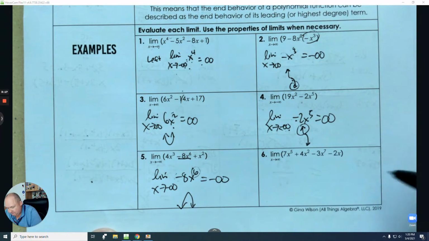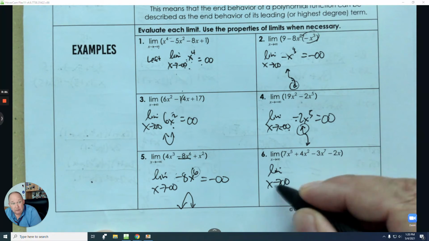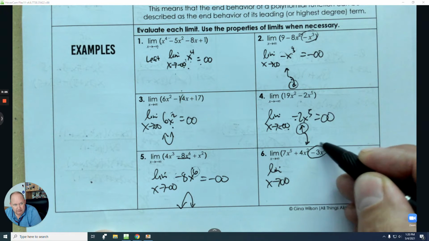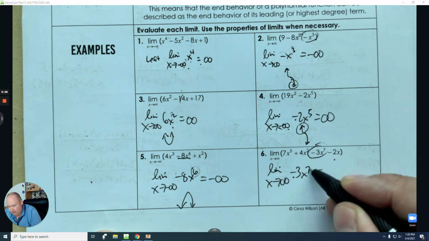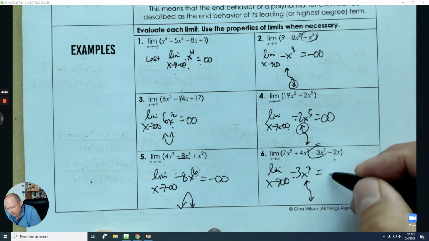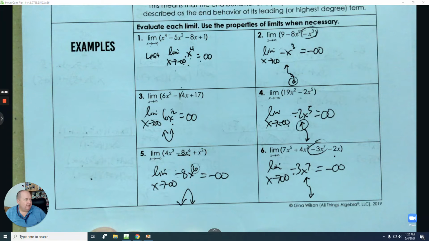And there's your answer. The limit as x approaches infinity is the right end behavior. The power term is right here, the one with the biggest exponent. Recognize it's negative and odd, so the right end goes down and the left end goes up. So the answer here is negative infinity. All right, turn the page.